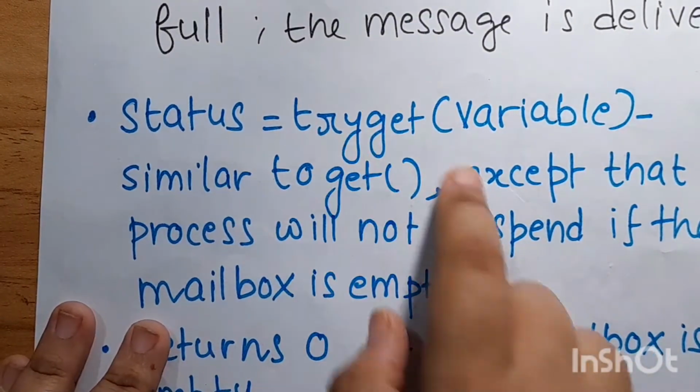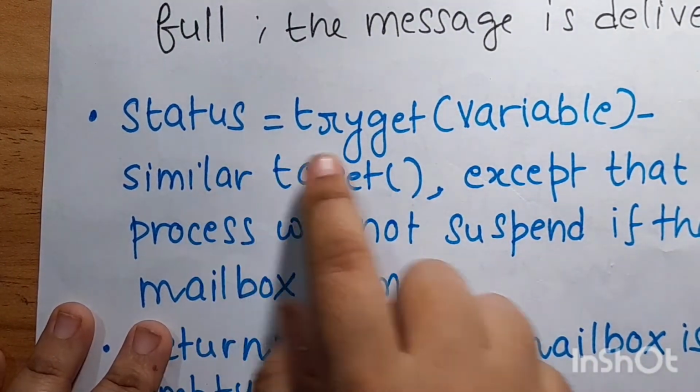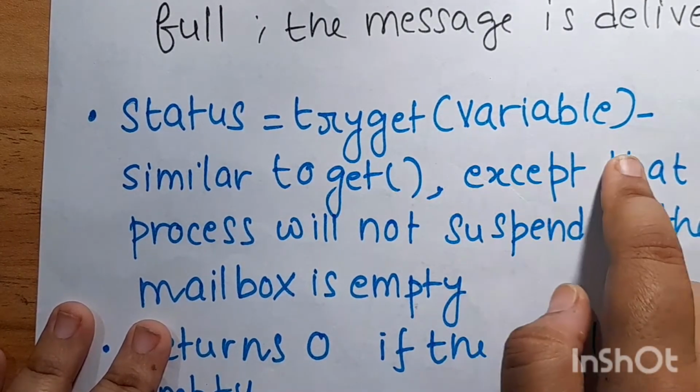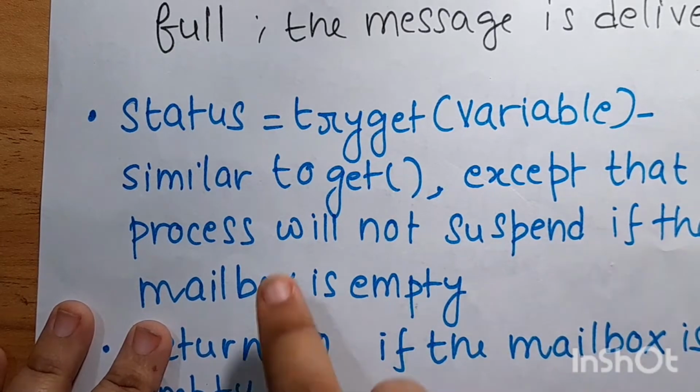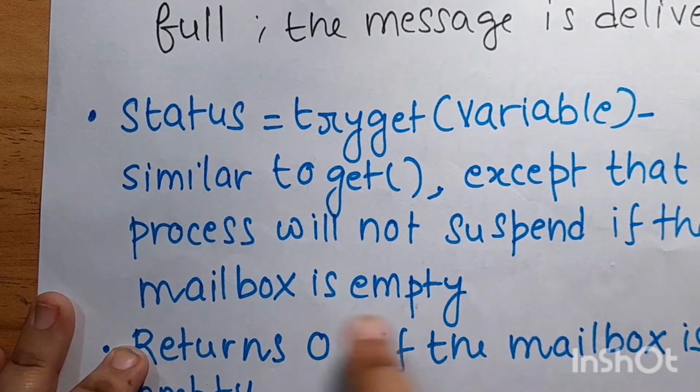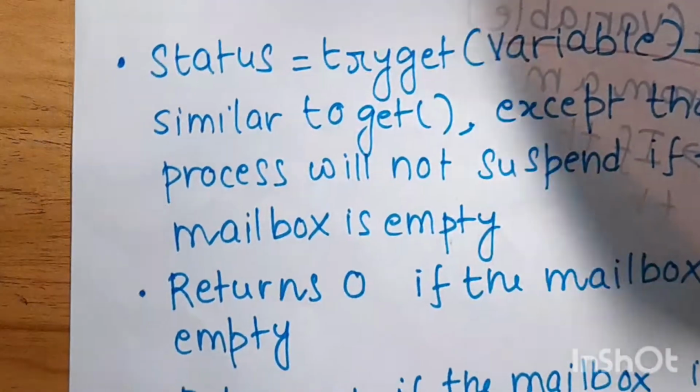There is another method, that is try_get. So status is equal to try_get, and inside the brackets it is message or variable. It is similar to get, except that the process will not suspend if the mailbox is empty. This is an unblocked type of method.